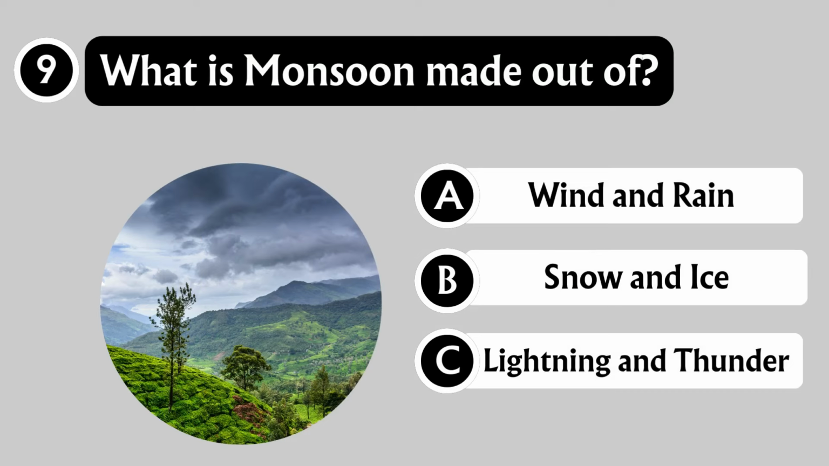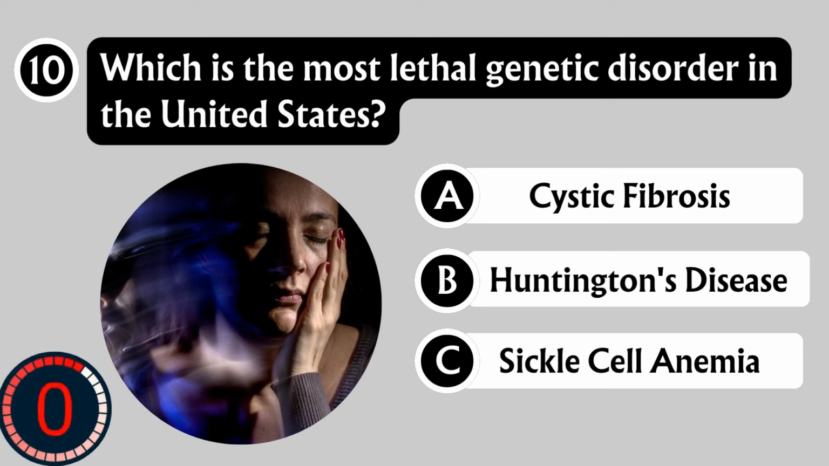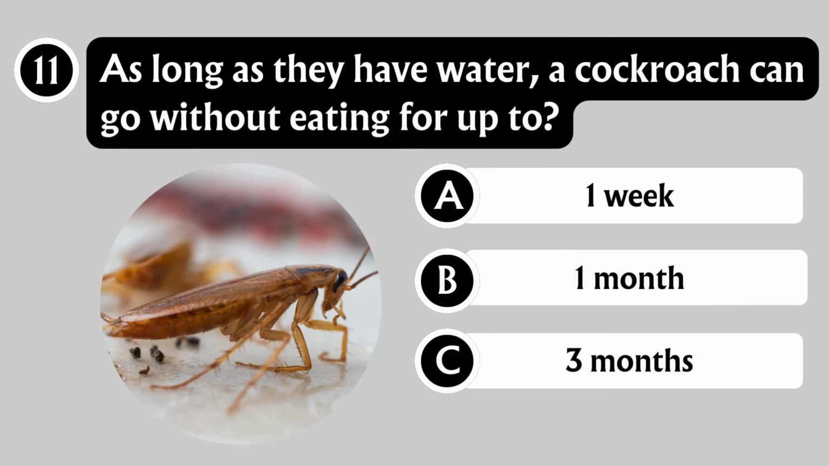What is monsoon made out of? Wind and rain, snow and ice, lightning and thunder. Wind and rain. Which is the most lethal genetic disorder in the United States? Cystic fibrosis, Huntington's disease, sickle cell anemia. Cystic fibrosis. As long as they have water, a cockroach can go without eating for up to 1 week, 1 month, 3 months. One month.